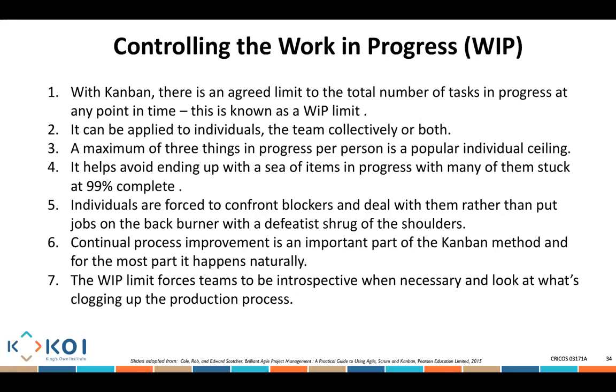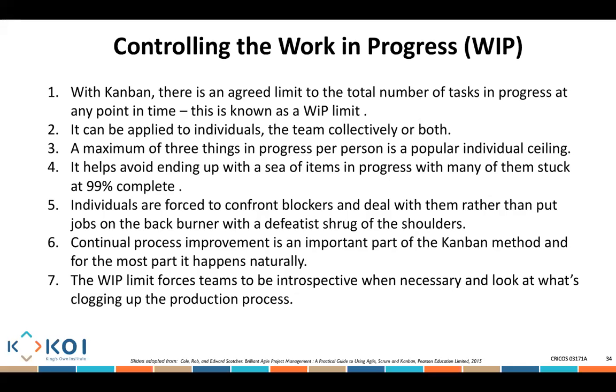A maximum of 3 things in progress per person is a popular individual ceiling because it helps maintain people's focus. It helps avoid ending up with so many work in progress items that are 99% complete and the work is not actually progressing. Individuals are forced to deal with anything that is actually blocking their work, rather than saying, oh, let me get another item and work on it, and in the future, I'll try to solve that other 1% issue that I'm not actually solving.